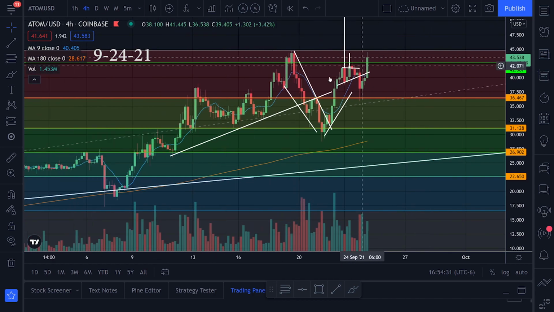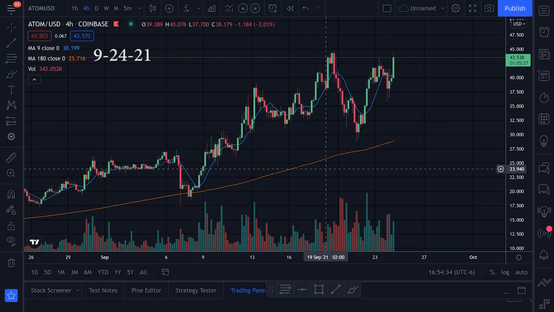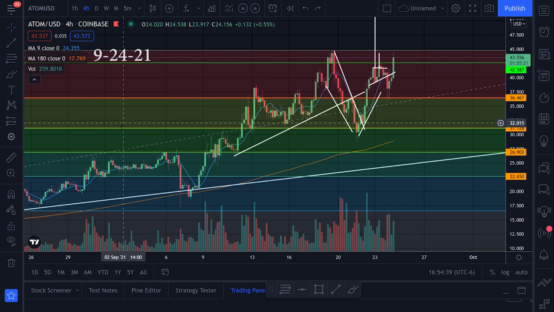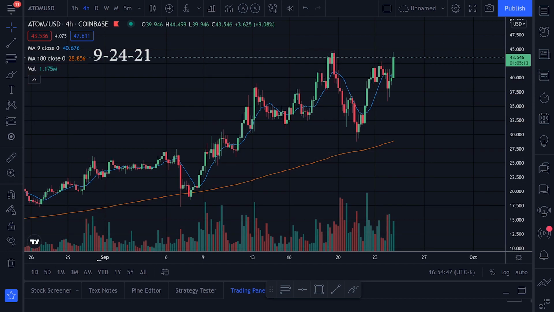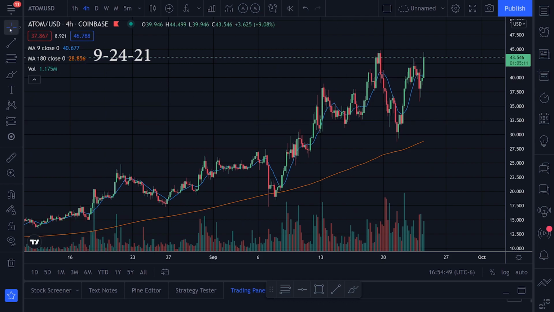So I guess we could pretty much delete everything because it's kind of a mess right now. So now that we know the limit orders at 36.46, 31.128, 26.902, and 22.65, we could delete everything and let's kind of redo the chart.